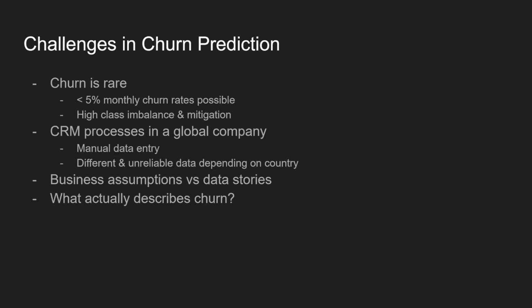Some challenges in churn prediction then. First of all, churn is quite rare. In a healthy company, anything below 5% in monthly churn rates is possible. So this, of course, leads to high class imbalance, and the data scientist has to perform some thought out strategies to mitigate this issue.